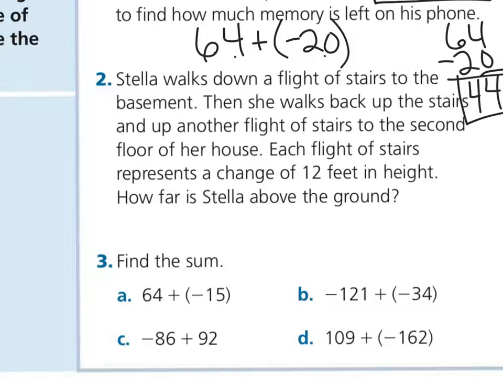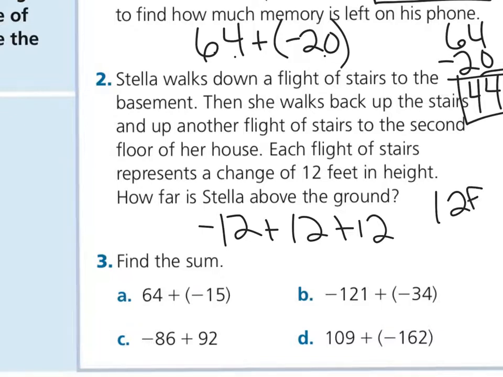Similar idea, number 2. Stella walks down a flight of stairs to the basement, and she walks back up the stairs and up another flight of stairs to the second floor. Each flight of stairs represents a change of 12 feet in height. How far is Stella above ground? Well, she walked down, then she walked back up, and then she walked up one more. So we could say it's negative 12 plus 12 plus another 12. Or if you think about what's happening here, she's actually in all just going up 12 feet from where she started.